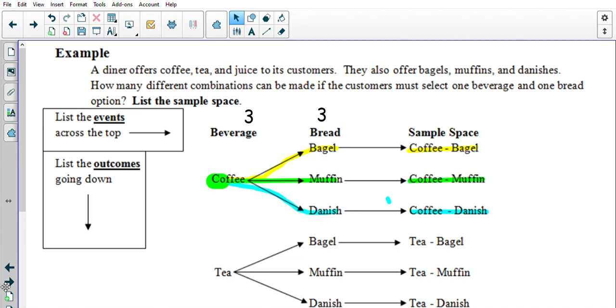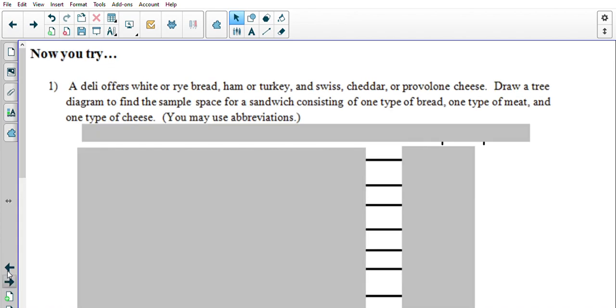So taking a look at our first example here, in number 1, it says a deli offers white or rye bread, ham or turkey, and Swiss, cheddar, or provolone cheese. Draw a tree diagram to find the sample space for a sandwich consisting of 1 type of bread, 1 type of meat, and 1 type of cheese.